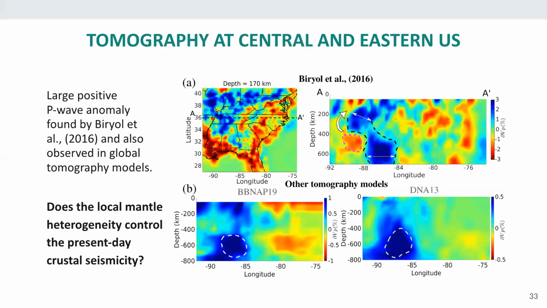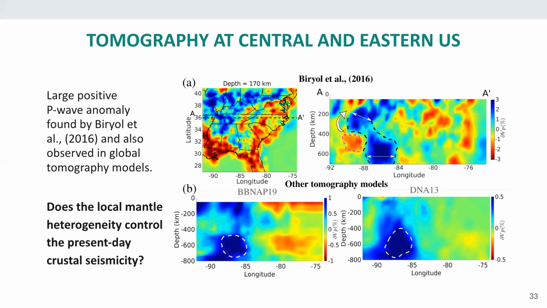The motivation for our work was the observed tomography in the central and eastern US. And this was a regional tomography study by Biryol in 2016. And what they found was a very large positive anomaly across a cross-section A-A prime, which is passing just south of the New Madrid seismic zone and crossing the Eastern Tennessee seismic zone. And this large positive feature was also observed in the other global tomography models. So it's not an artifact, but we can see it in a diffused form in other global tomography models also.